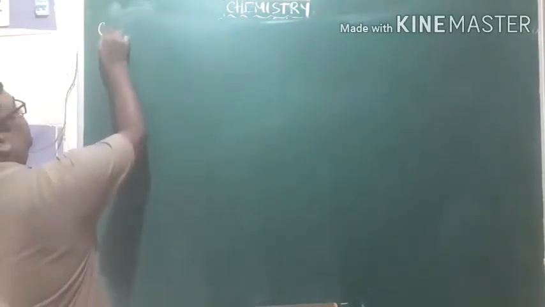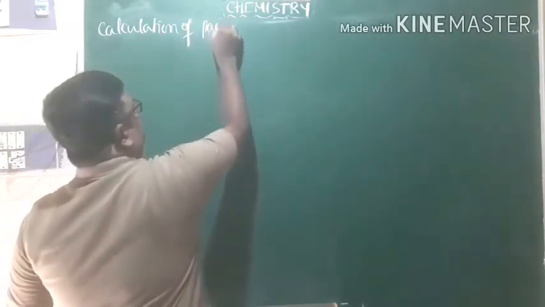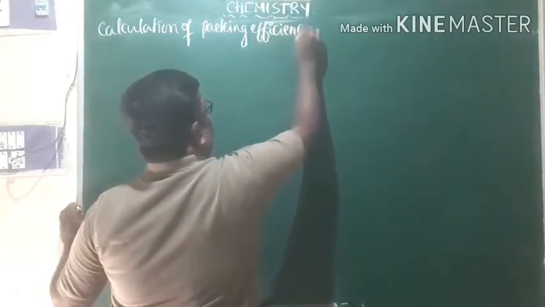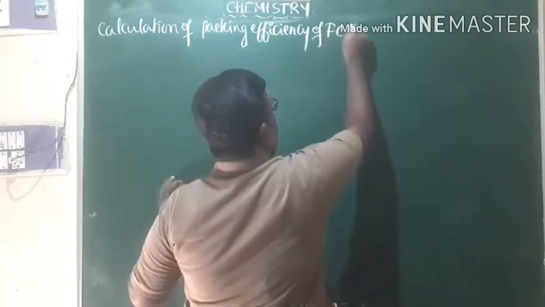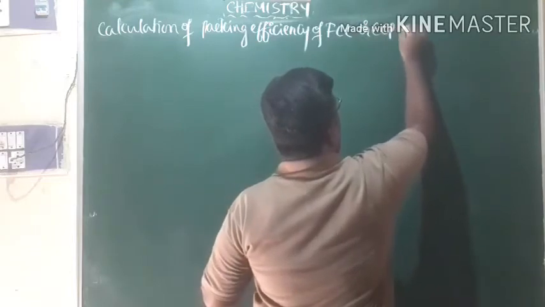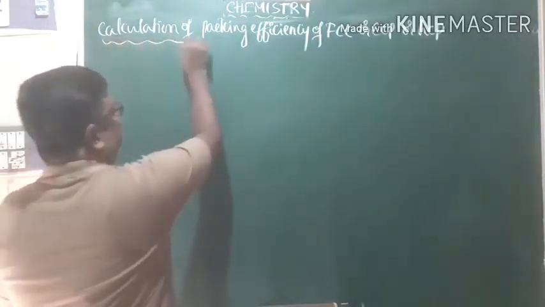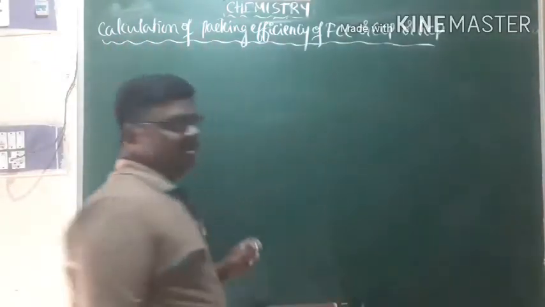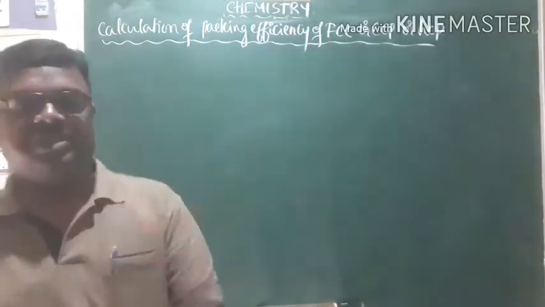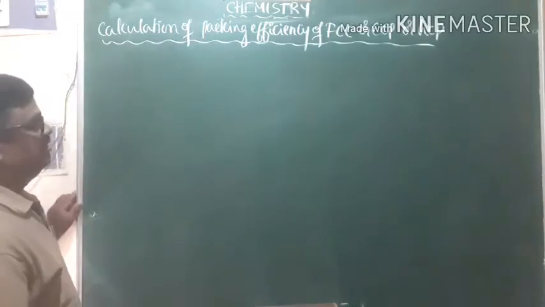That is, calculation of packing efficiency of FCC, which is also called CCP, or it can be HCP also. But all these discussions will be under one headline. Packing efficiency in HCP is similar to that of CCP. Of course, HCP is different from CCP, but the packing efficiencies are the same in both cases. That's why we'll have these calculations together.